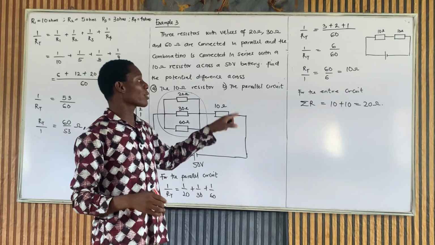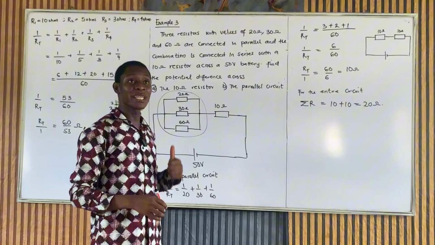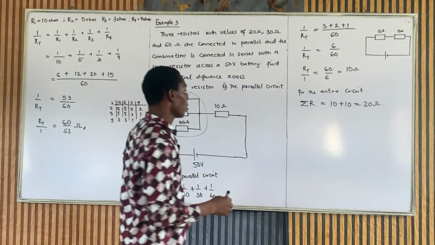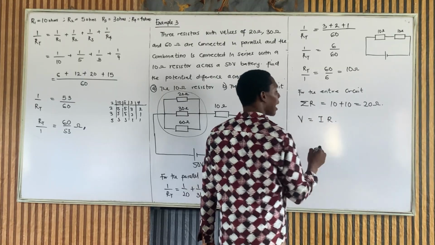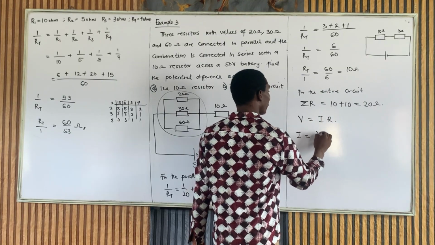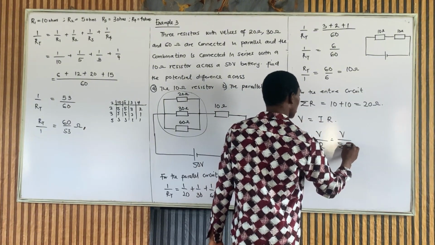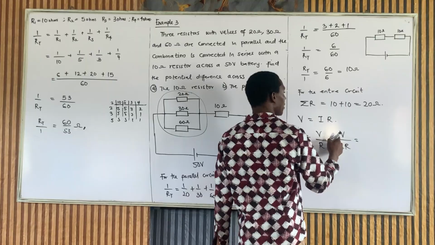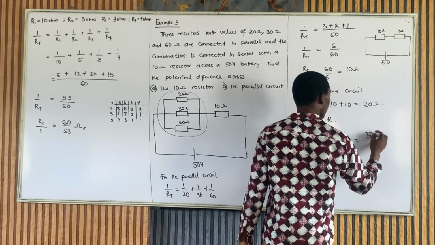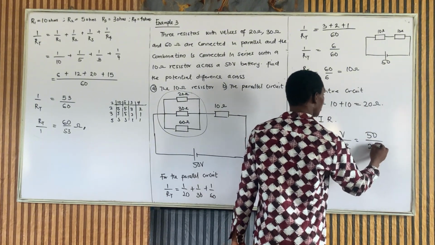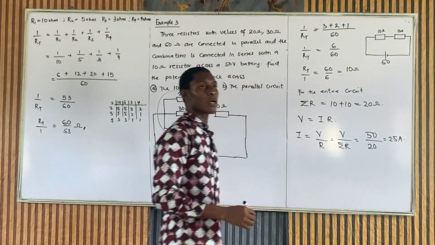Now that we've gotten the total resistance of the entire circuit, we can go ahead to calculate the current in the circuit, because we need the current in the circuit to answer these questions. So what will be the current in the circuit? We have the relationship that Ohm's law says V is equal to I R. So we can say I is equal to V over R. In this case, V over our sum of R actually. So what is our V? V given here is 50 volts. That's what we're given in this question. 50 over total resistance, that's 20. So this will give us 2.5 amperes. Now we've gotten our current.